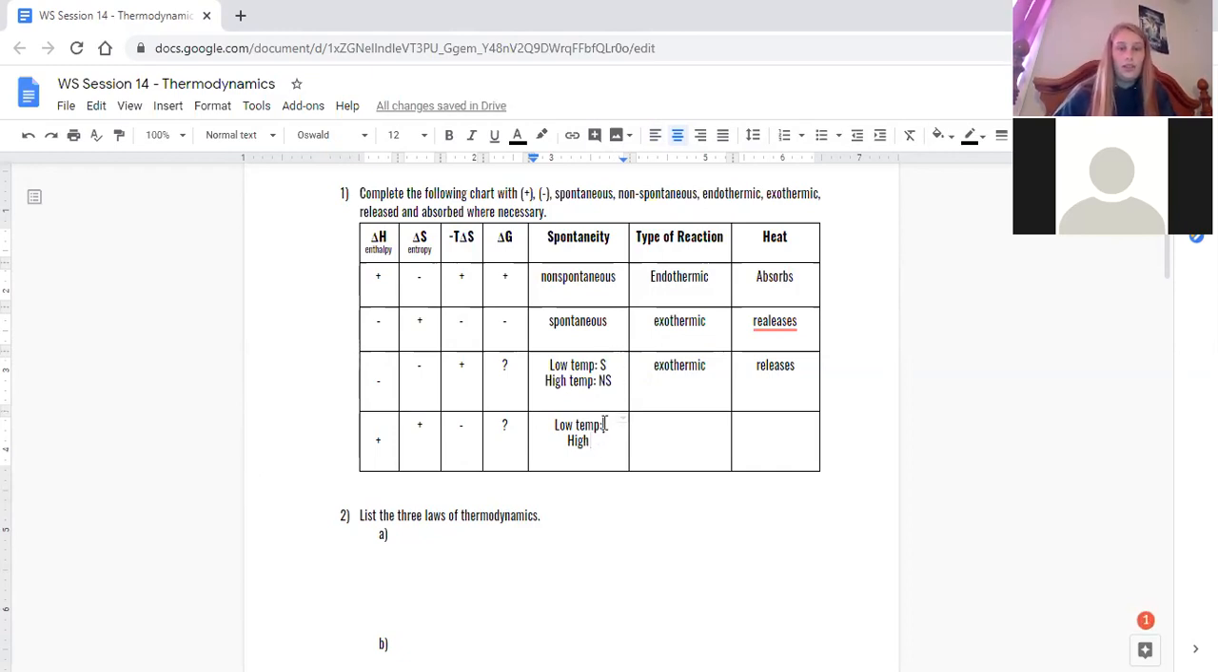It'd be non-spontaneous. You can kind of get that because if you look at this and then you look at this, they're completely backwards. So everything here is probably also going to be completely backwards, and it is. So this one is not spontaneous. And then for the high temp, because this one's more backwards as well, spontaneous. Okay, so is that going to be endo or exothermic? It's going to be endothermic.